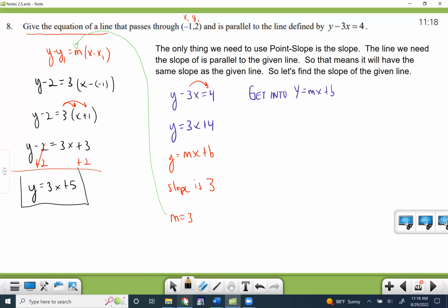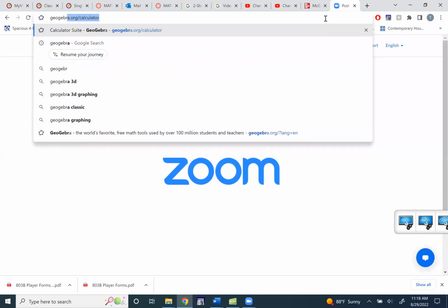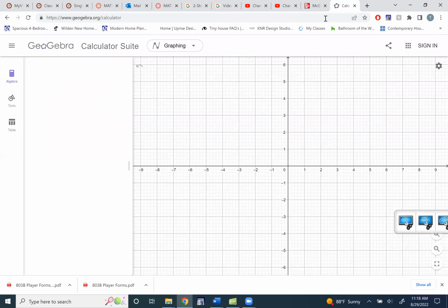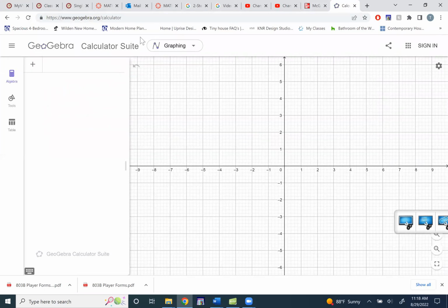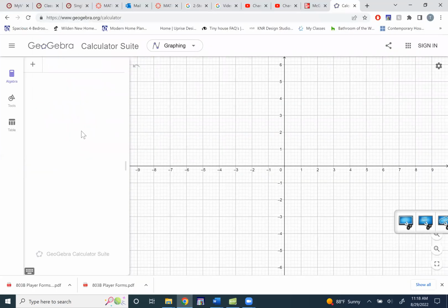I do want to get a picture. So if you're looking for pictures, you can use GeoGebra, or you can use Desmos, or there's lots of different graphing calculators out there. Those are probably the two most famous ones. So we know that we pass through (-1, 2). So I'm going to put (-1, 2) on here. And then they gave us y minus 3x equals 4 as the line that we want to be parallel to.